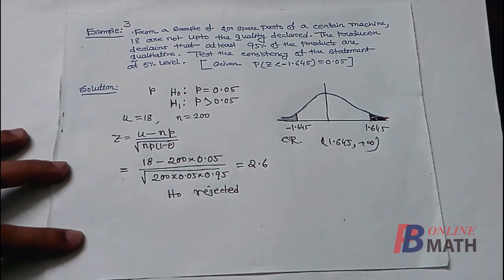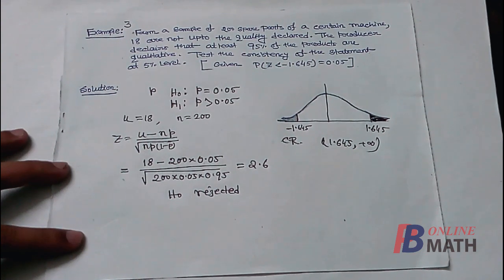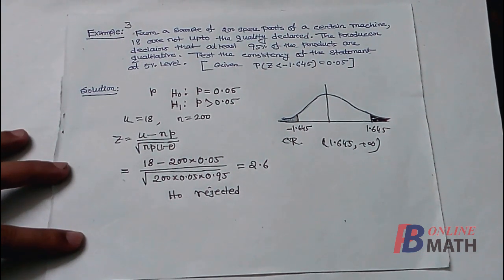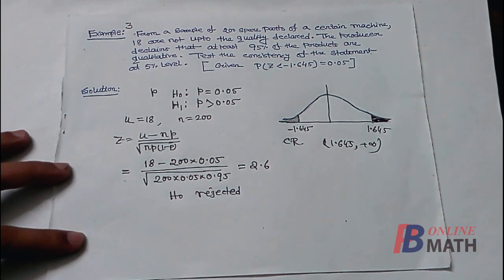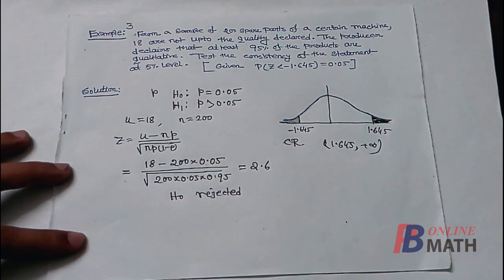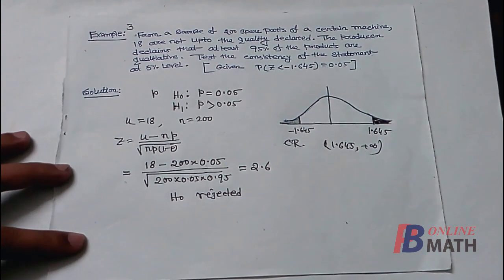That completes the solution. So we conclude that more than 5% of products are defective at the 5% level of significance. We move into the next problem.